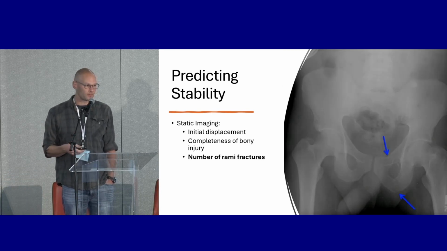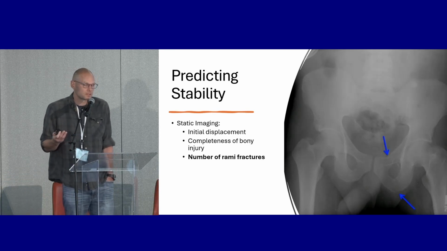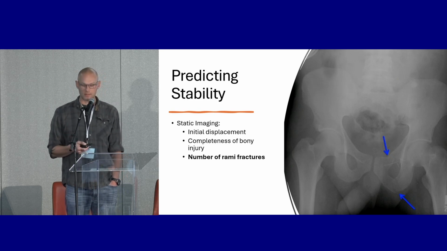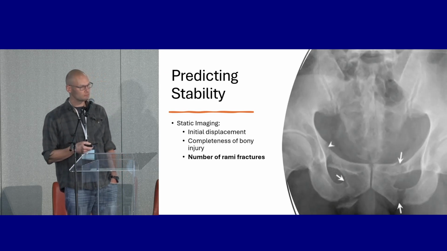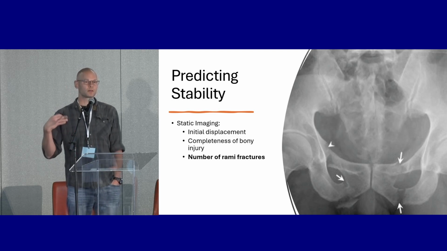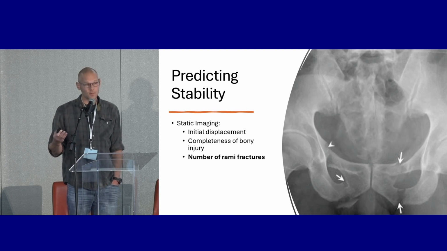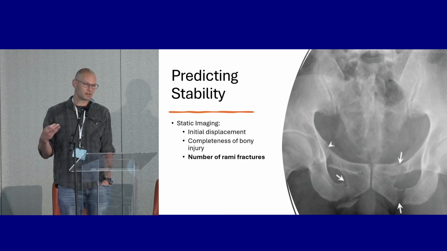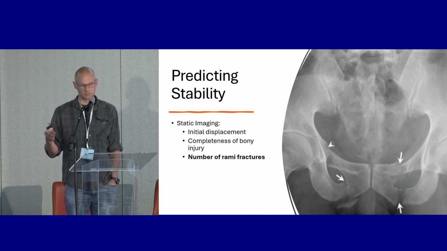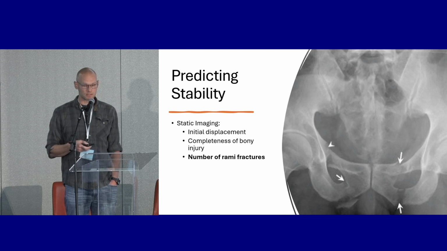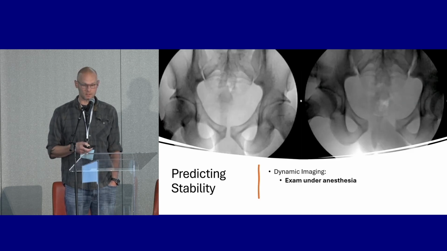And then I just count rami fractures. So there's some evidence to show that this is helpful. So this is a guy with 2 rami fractures, and this is someone with 4. I think the front of the ring doesn't contribute nearly as much as the back of the ring to pelvic stability, but it's at least a marker of how bad the injury was. I think you would all agree it probably takes more energy on average to break 4 rami than break 2. So those are the gross things I look at on X-rays and CT scans for my static imaging.